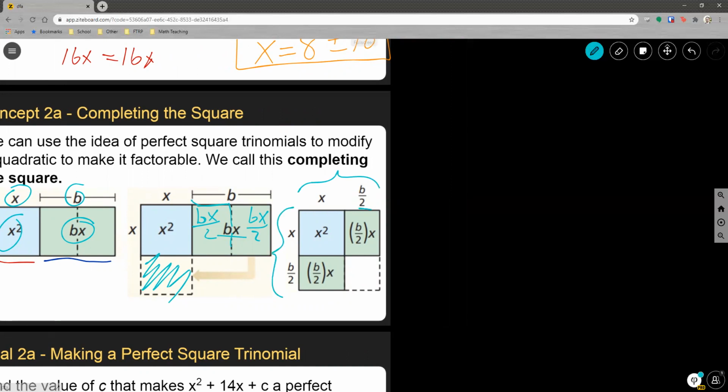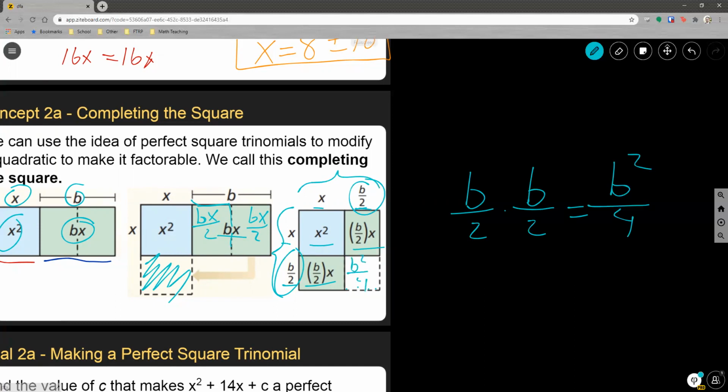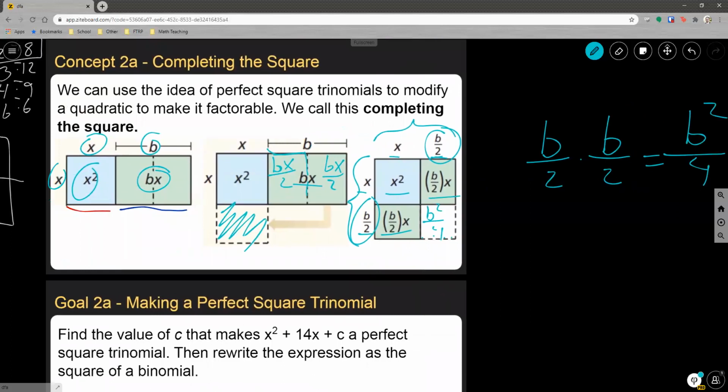If I multiplied these together, I'd have x squared, x times b over 2 is b over 2 times x, b over 2 times x is b over 2 times x, and then these 2 b over 2's would multiply to give me that last corner. So I can take b over 2 times b over 2, which would give me b squared over 4. And that would complete what we call the square.